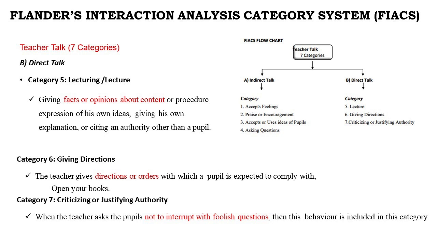Category 7, criticizing or justifying authority. When the teacher asks the pupils not to interrupt with foolish questions, then this behavior is included in this category. Teacher's what and why also come under this category.